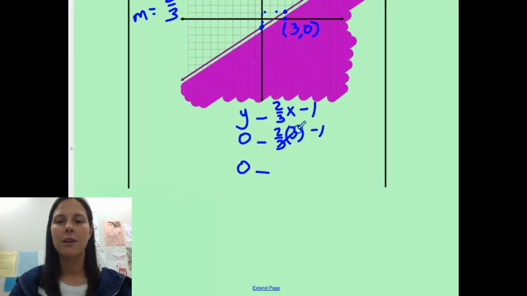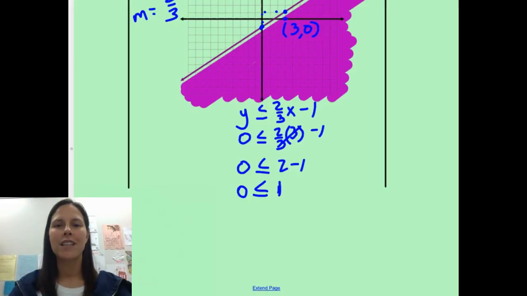2/3 times 3, my 3's cancel, leaving me with 2, and 2 minus 1 is 1. So now is where we think about which way should my inequality face in order to make this true. Is 0 greater than 1, or is 0 less than 1? Of course, 0 is less than 1, so this is a less than or equal to, so I can fill in all of those inequalities once I figure out which statement makes that true.